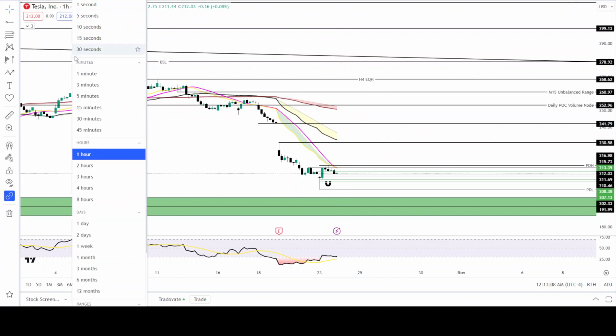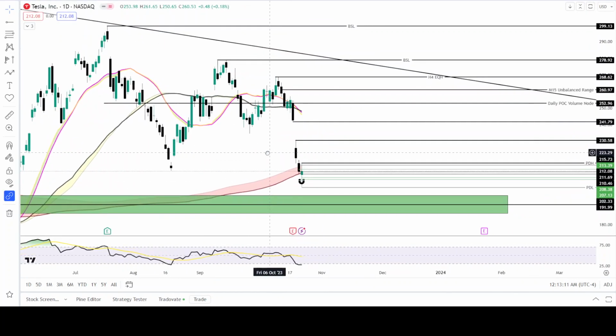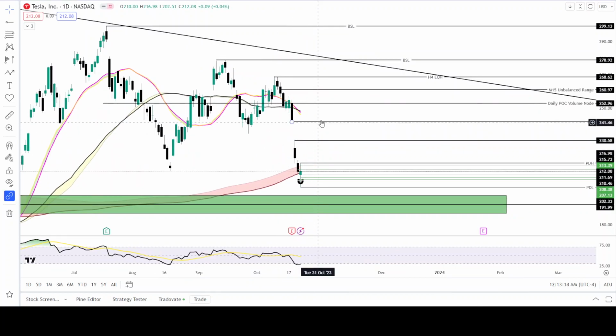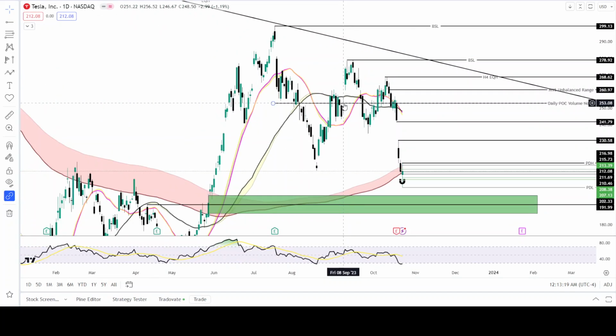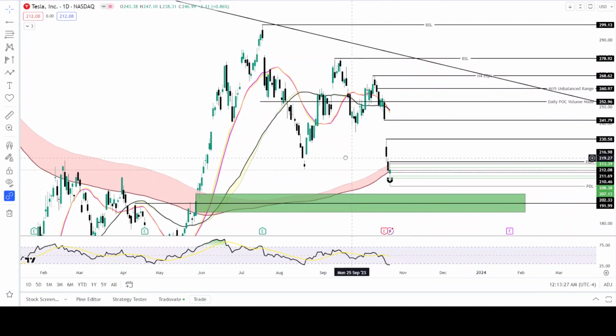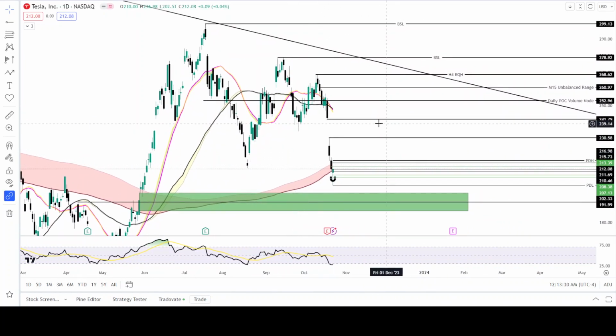Also, things to note as far as some of our levels above. Besides this gap higher up, we have a daily point of control volume node that has changed now to 253. Okay, and that comes from this entire move down, this move up, and now this move down. So all of the volume inside of here rests at 253, our point of control, or our average. So it's a little bit higher than our gap, but if we were to get up there and see some of our moving averages drive us up, some volume kick in, we might see a test of 253 before a bigger sell-off. We also have 261, which is a 15-minute unbalanced price range, and then higher than that, 268.